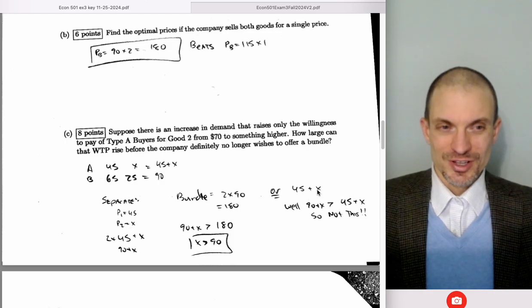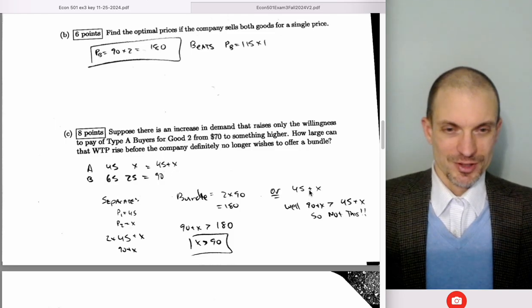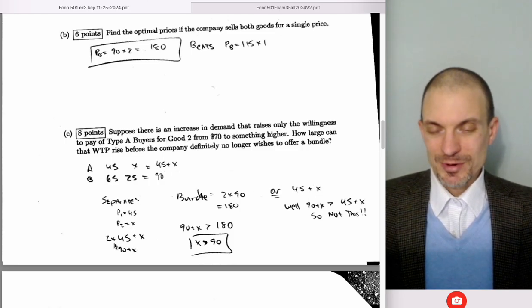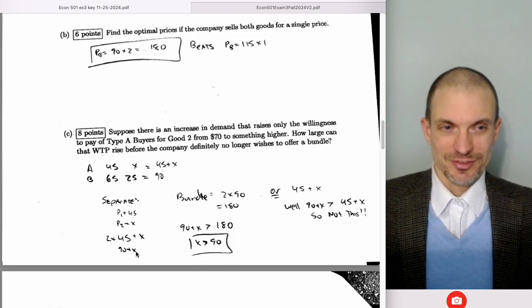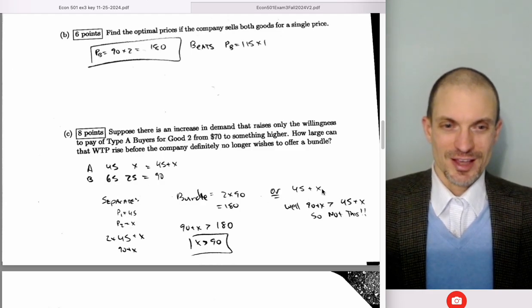Except if we look closely, we realize, wait a second, if I set the bundle that type A would like, it's going to be 45 plus X, but if I just price separately, my profits are going to be 90 plus X. 90 plus X is going to be bigger than 45 plus X, so we actually are never going to set the bundle that consumer of type A would like.